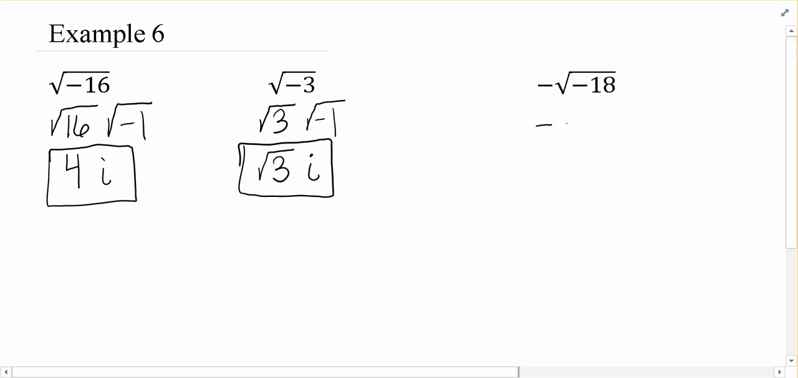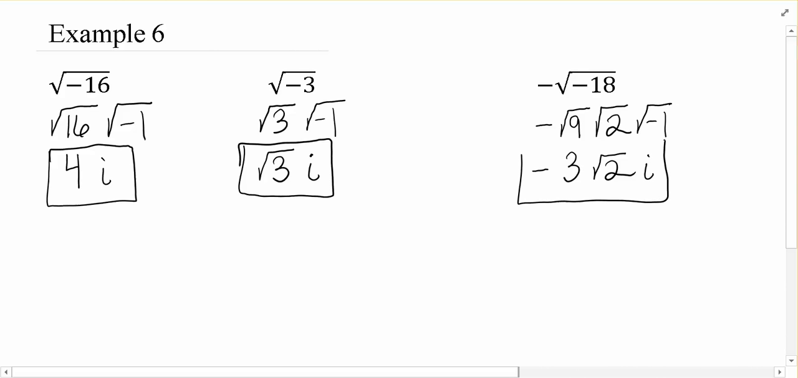But if I'm going to break up the square root of -18, I can break it up as the perfect square of 9, what's left of 2, and then the -1. That would get me -18. Now if I take the radical, the negative copies down. Square root of 9 is 3. Square root of 2 copies down. And square root of -1 is i. So we're looking at -3 root 2 i.